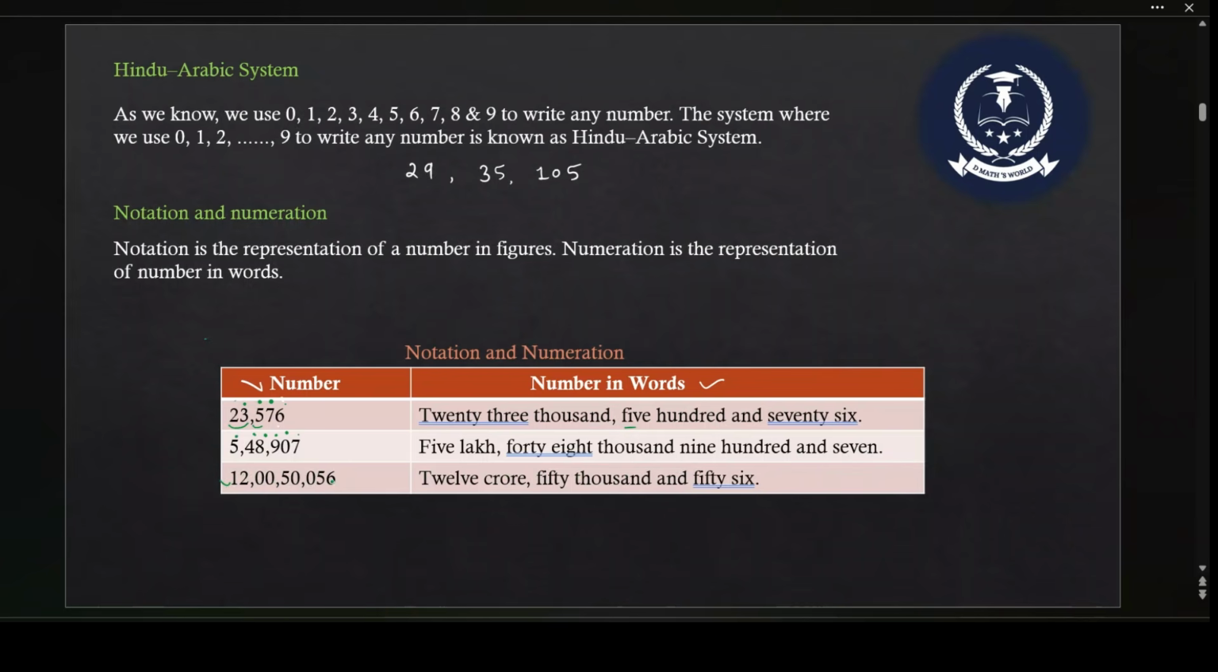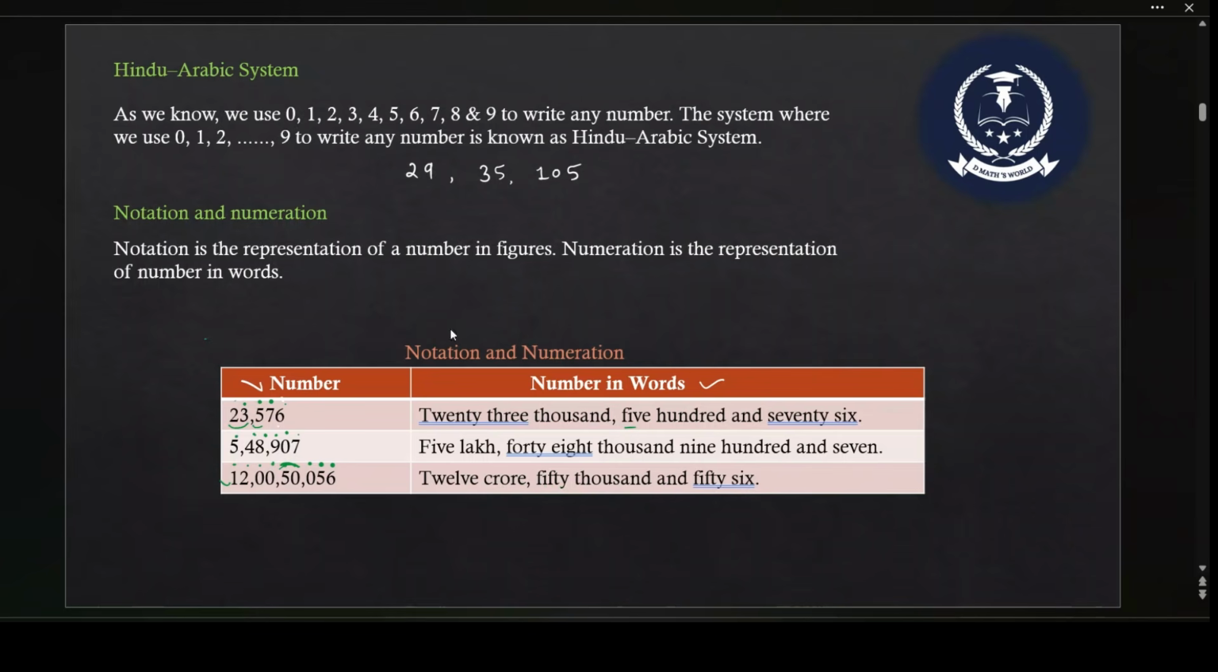Now we are coming to this one. This is the bigger number. Again, we will count it like that: 1, 10, 100, 1,000, 10,000. Sorry, then lakh, 10 lakh, crore, 10 crore. So it will be 12 crore 50,000 because it is the place of thousand. Okay, so it's 56. So we write it down as 12 crore 50,056.